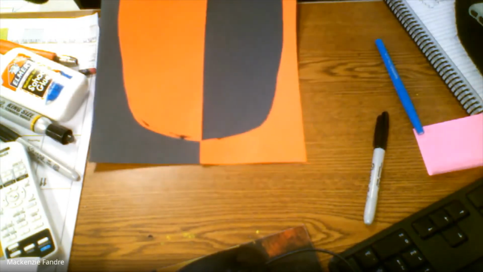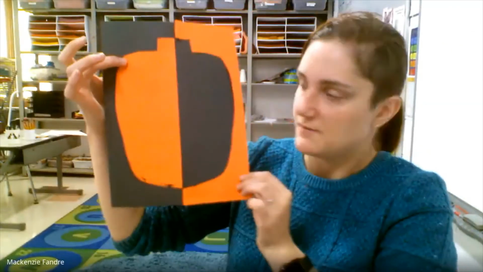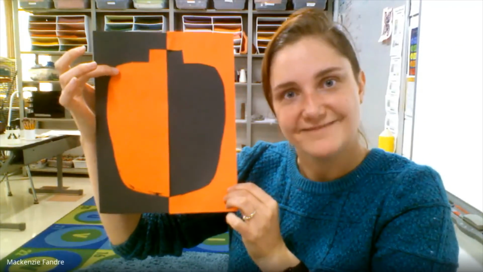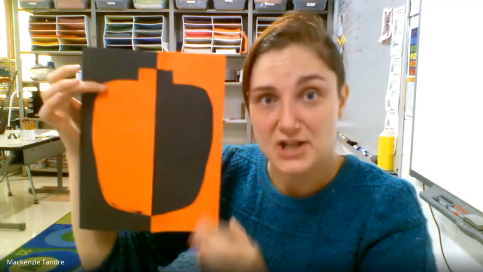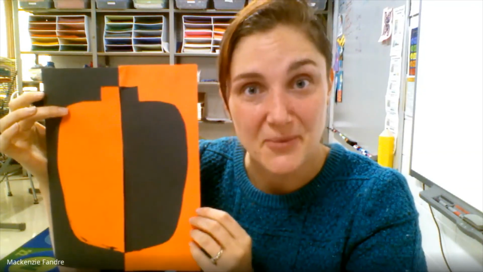So when you're all done, you'll have a lovely positive and negative space pumpkin, all right? And like I said, you don't have to do a pumpkin. I just thought with autumn being here and all the pumpkins I see outside, it makes sense right now, all right?